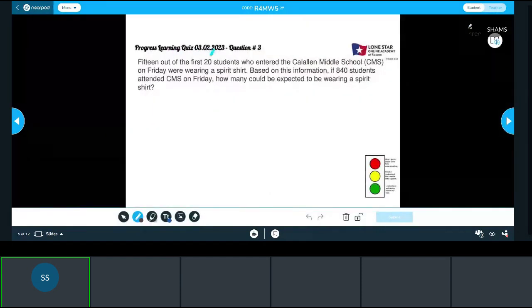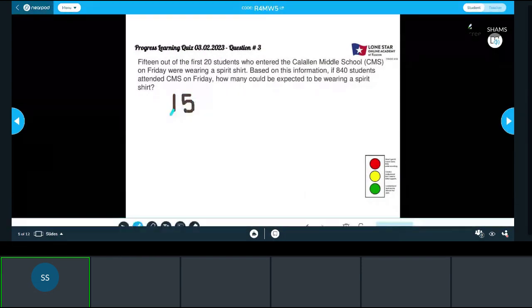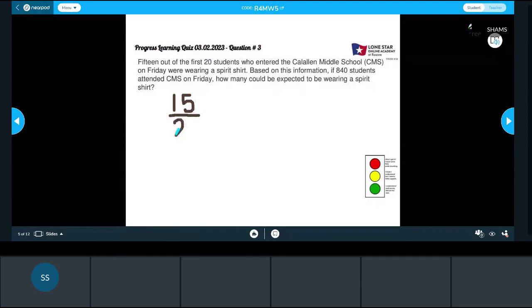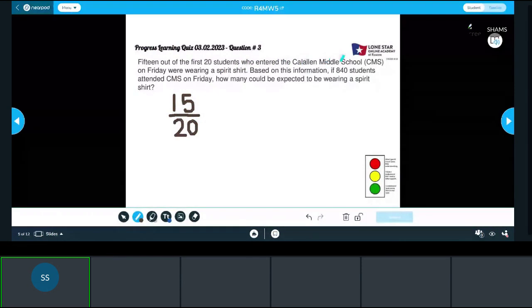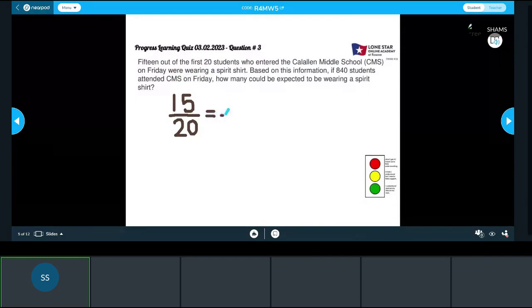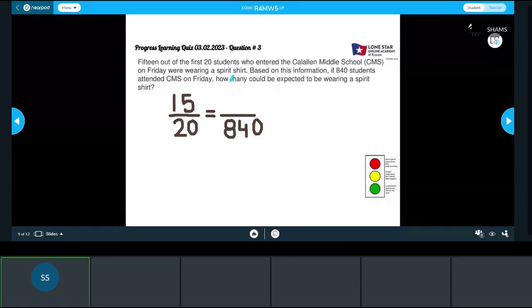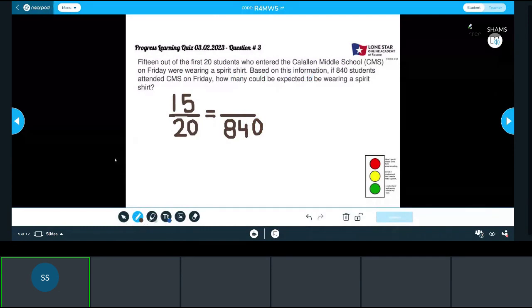"15 out of the first 20 students," 15 out of 20 students who entered the Callallen Middle School on Friday were wearing a Spirit shirt. Based on this information, if 840 students attended CMS on Friday, a total of 840 students, how many could you expect to be wearing a Spirit shirt?